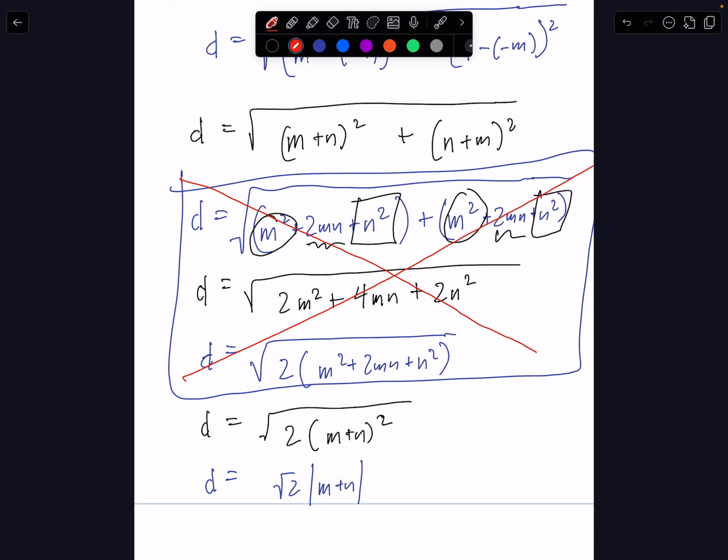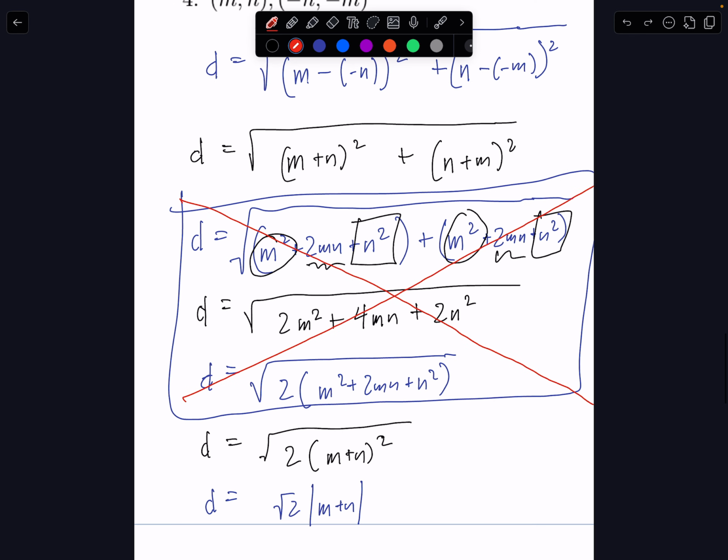So I should have just ignored all that, because look, m plus n squared plus n plus m squared should have taken me directly to 2 m plus n squared, right? That would have been the much more efficient route. But it's kind of good. I'm going to leave this mistake in here because it's not really technically a mistake. It's just I took a longer route.